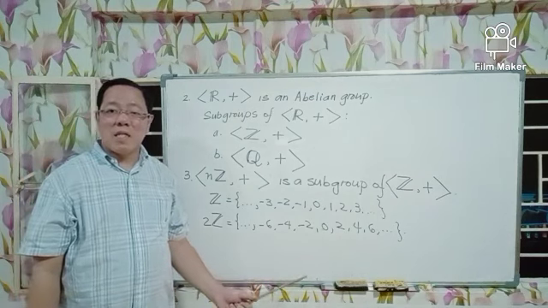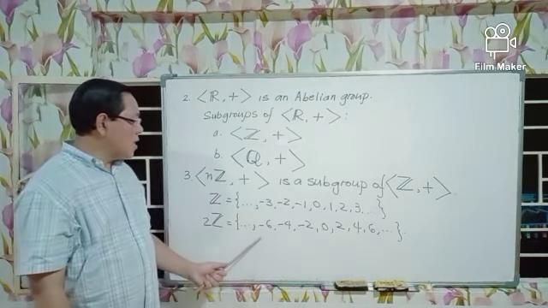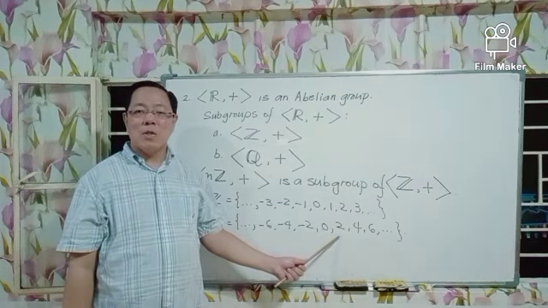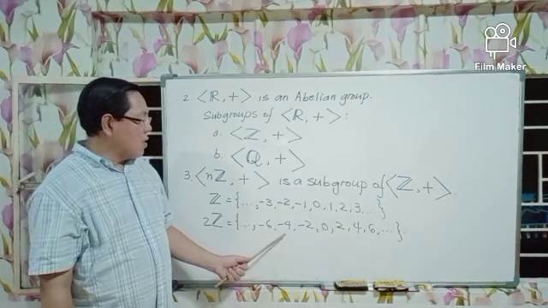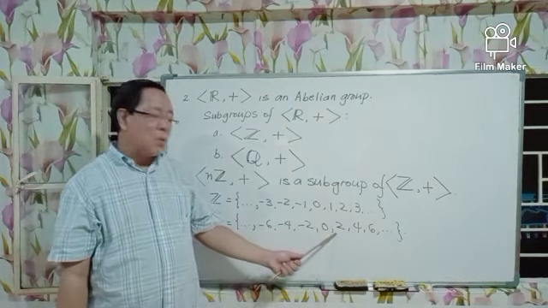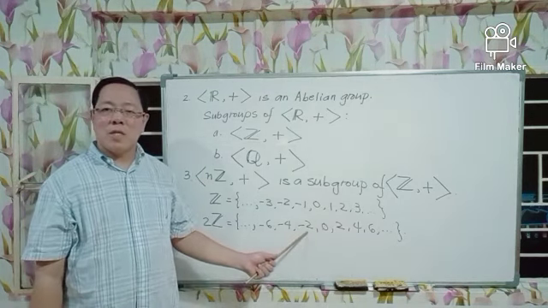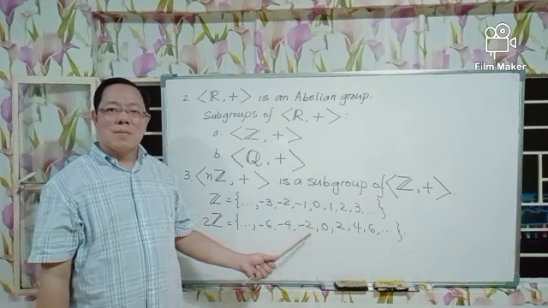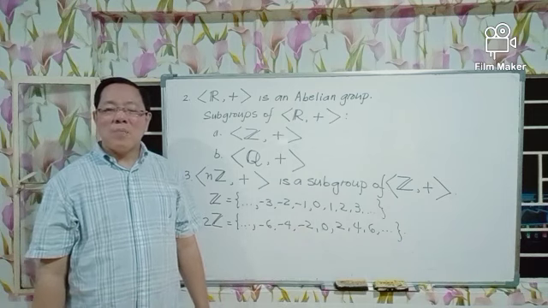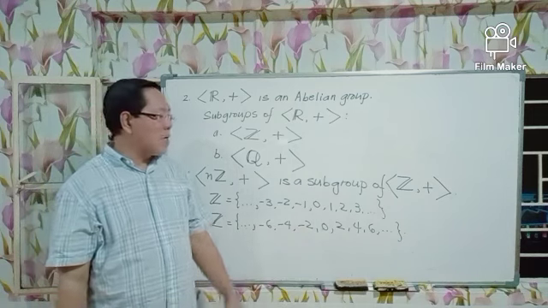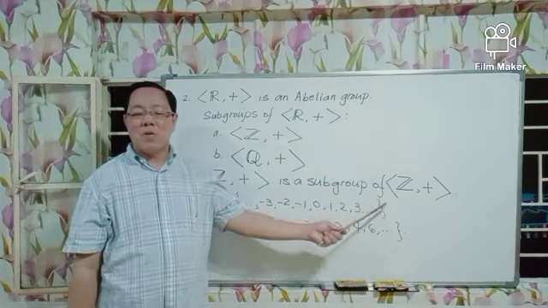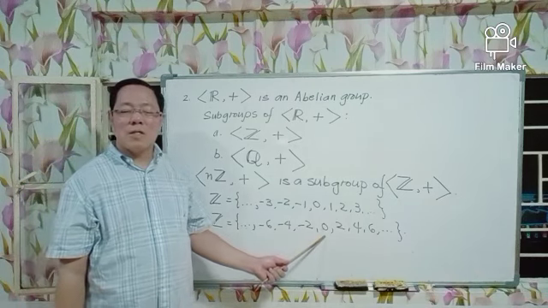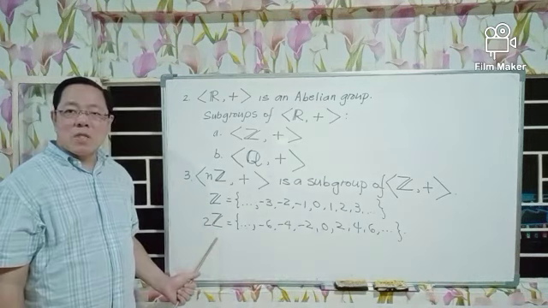Example, we verify the three properties of a subgroup. If you add any two elements of 2Z, the sum is also in 2Z. Example, negative 4 plus 2 is negative 2, and negative 2 is also in 2Z. So the set 2Z is closed under addition. The second property of a subgroup: the identity element of Z, which is 0, must also be in 2Z. And you can see 0 is contained in 2Z.